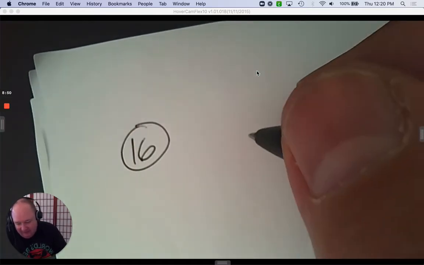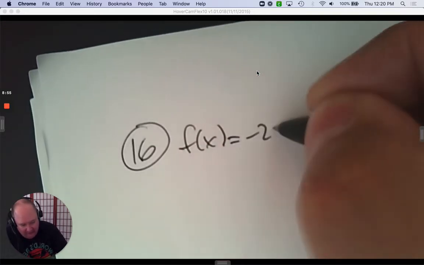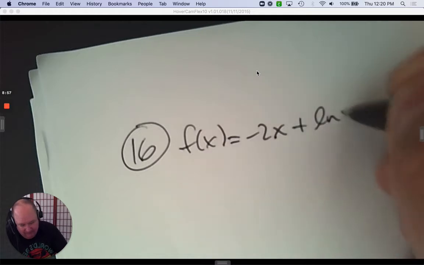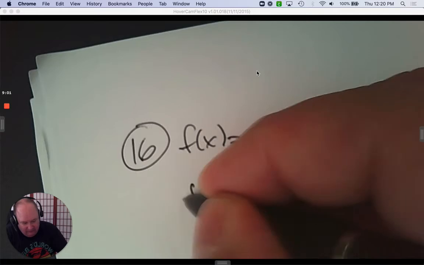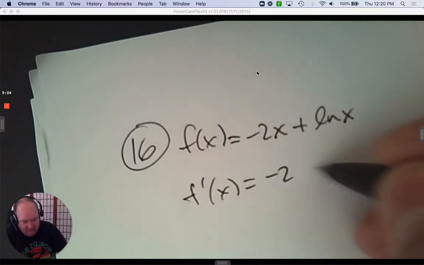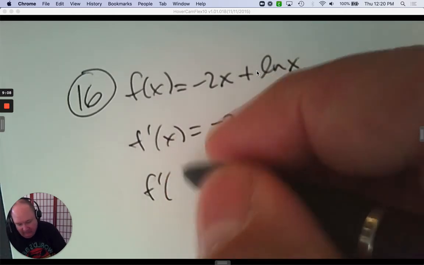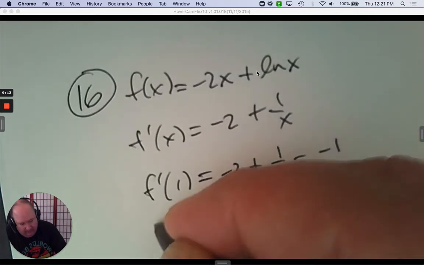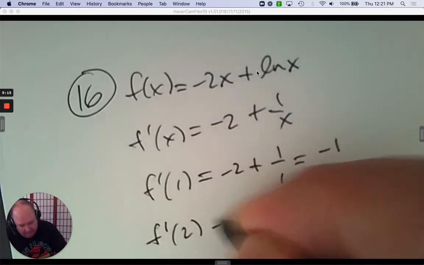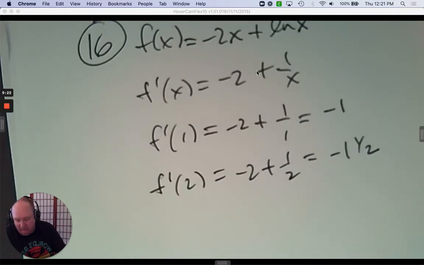In number 16, find the IROC. So f of x equals negative 2x plus ln x, and find the instantaneous rate of change. So that's the derivative. Let's do that first. So there's the derivative. And then find the derivative at 1, and then find the derivative at 2. And you have the answer. All right, so there it is. Just be able to finish that through.